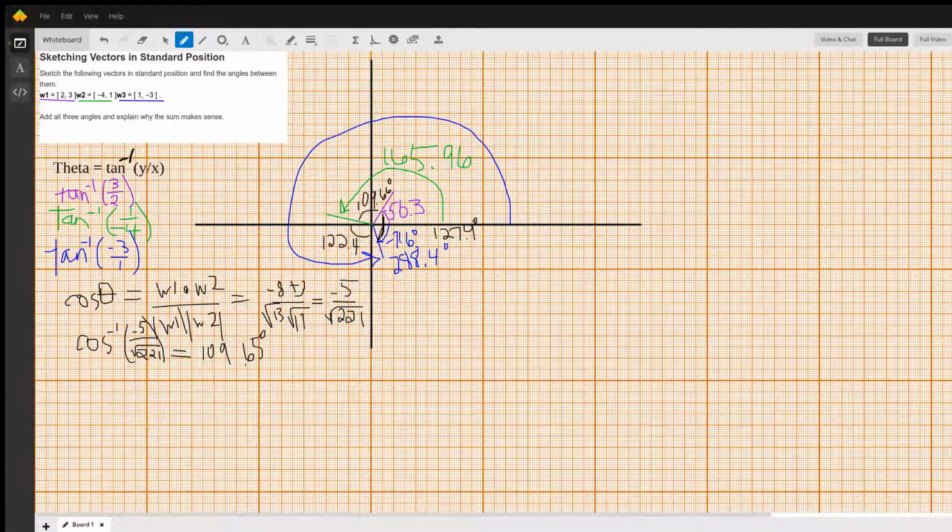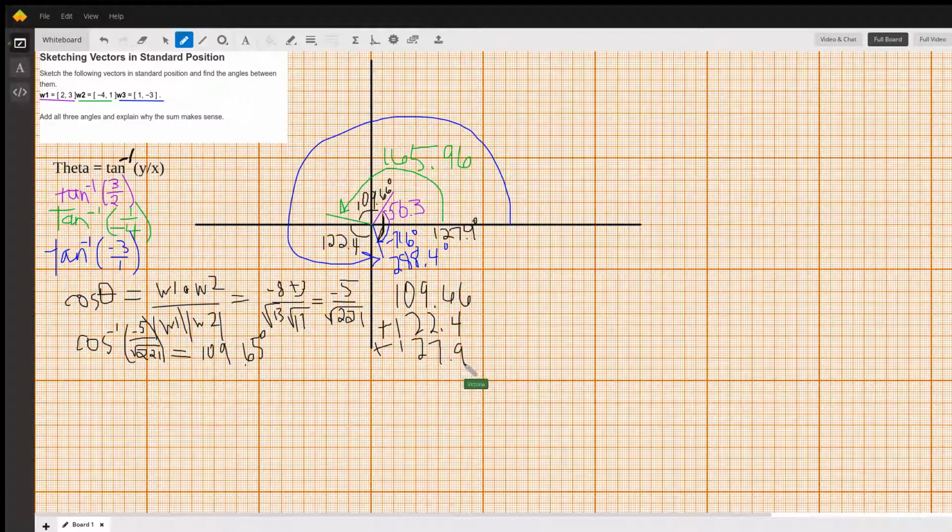Now, add all three angles and explain why the sum makes sense. Well, what would you expect if you added all these angles? My guess is that they should add up to 360 because that's the number of degrees around a whole circle. So let's try it. Let's take 109.66 plus 122.4 plus 127.9, and see what we get.